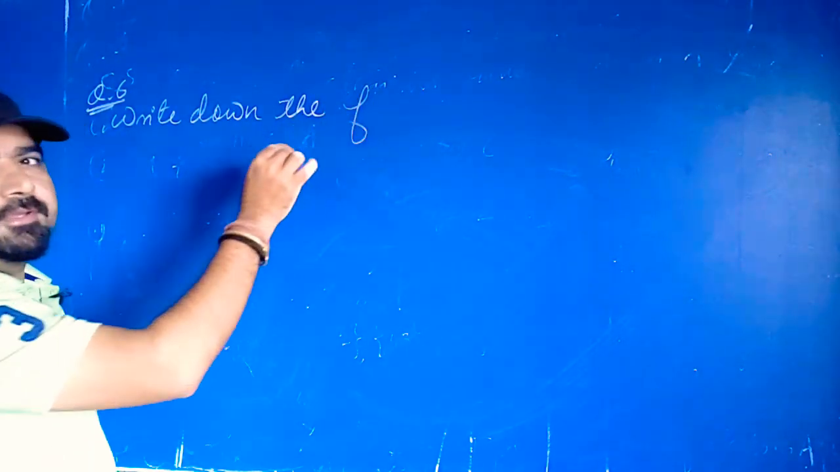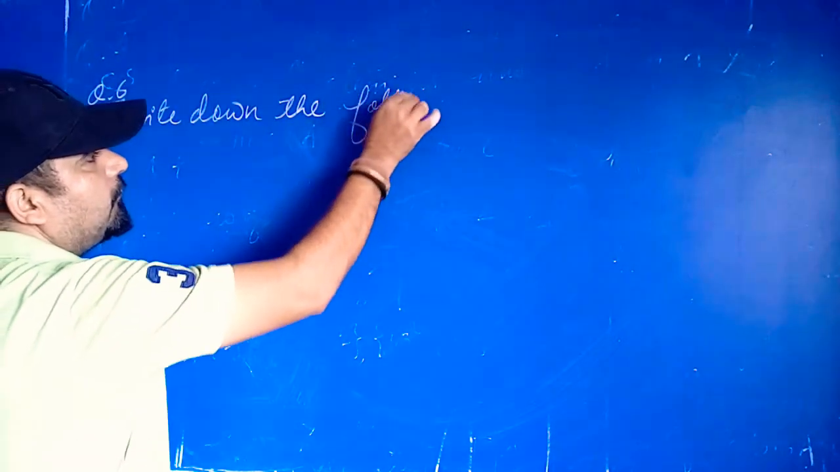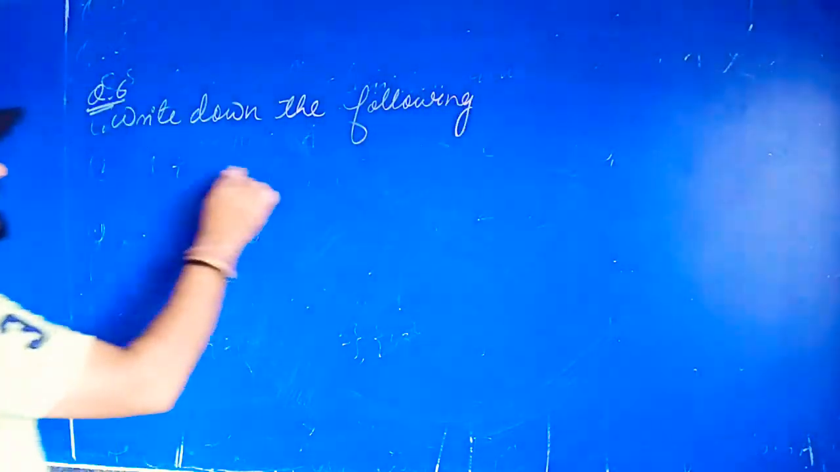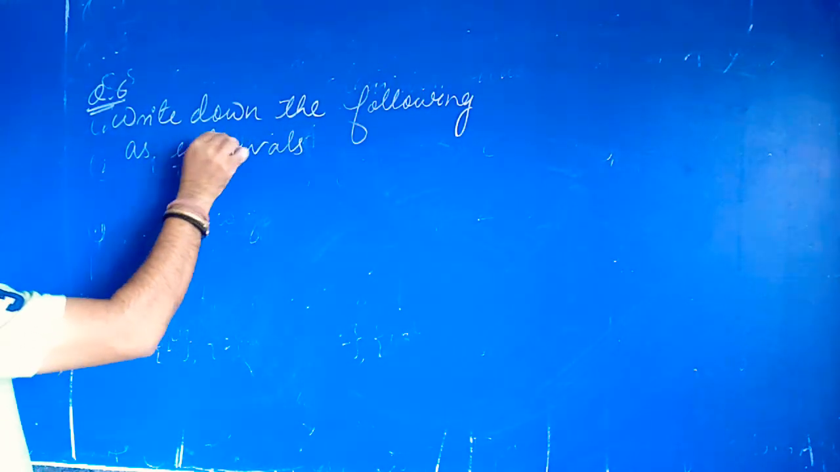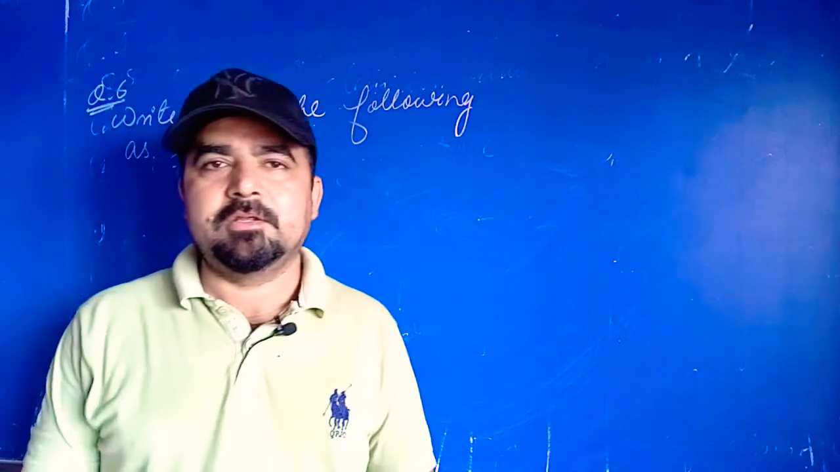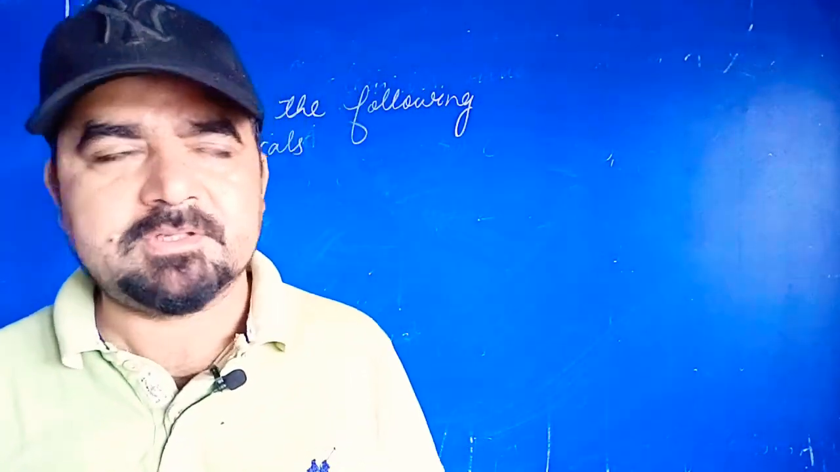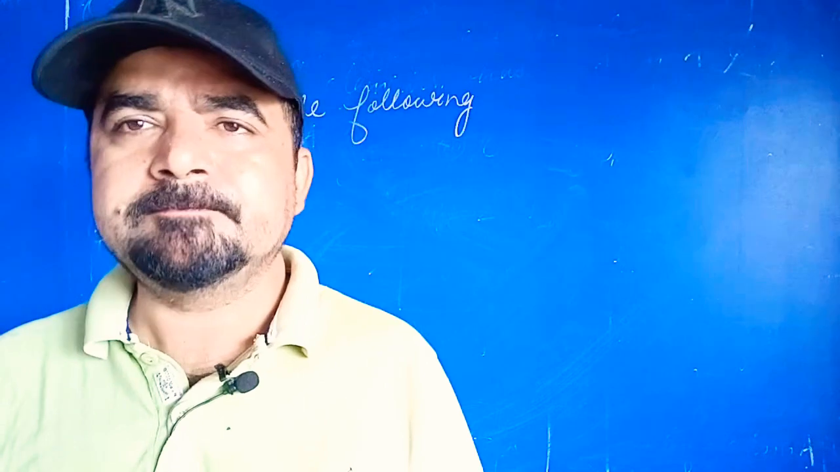Alright, fine. So let us go to question number 6. Write down the following as intervals. Okay, question number 6. Write down the following as intervals. Okay, what is said? Write down the following as intervals. Done?